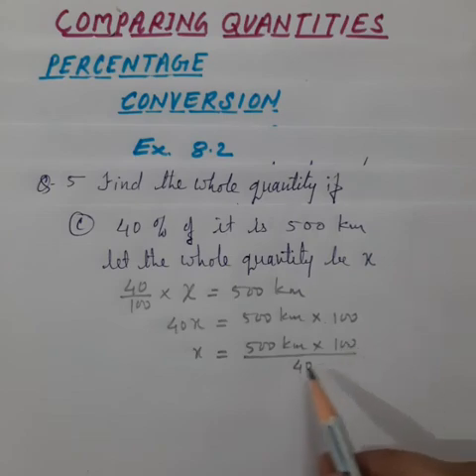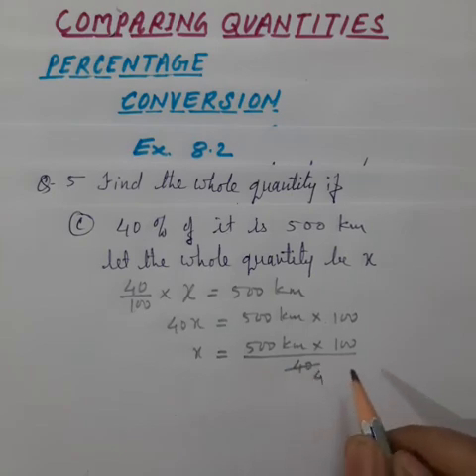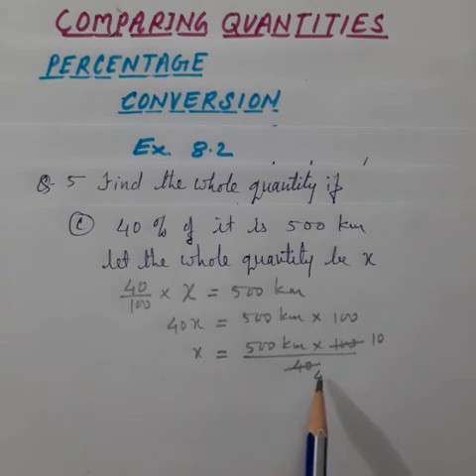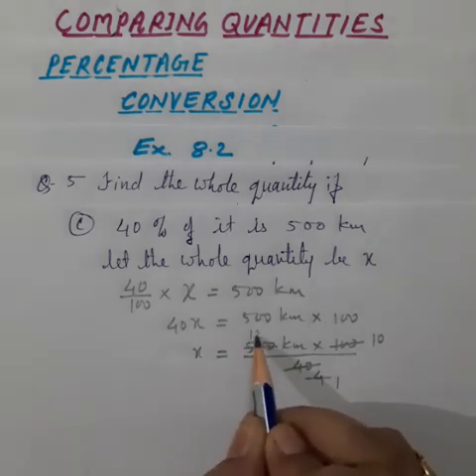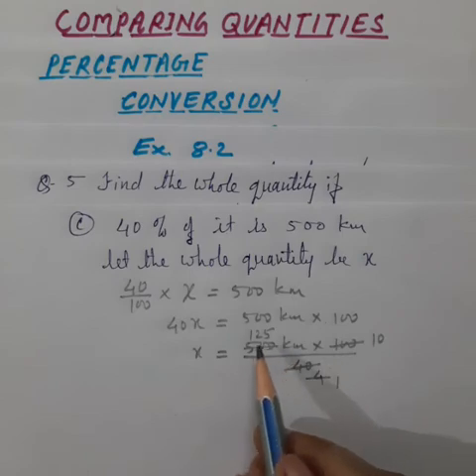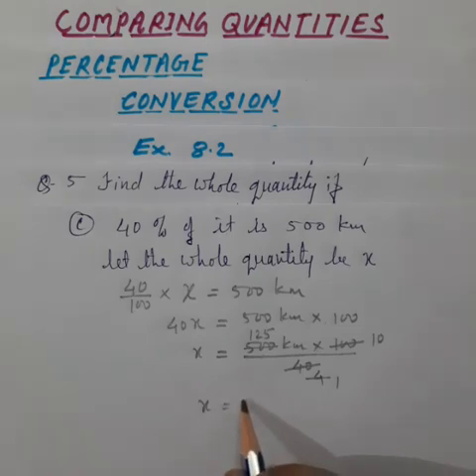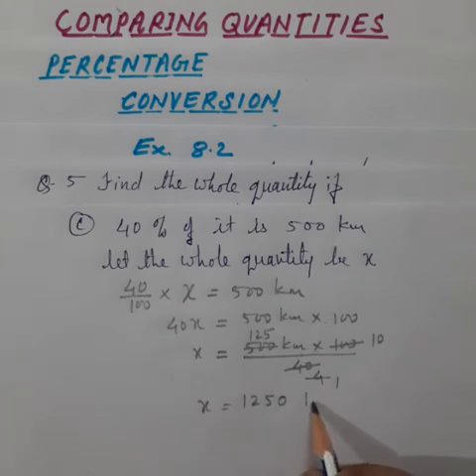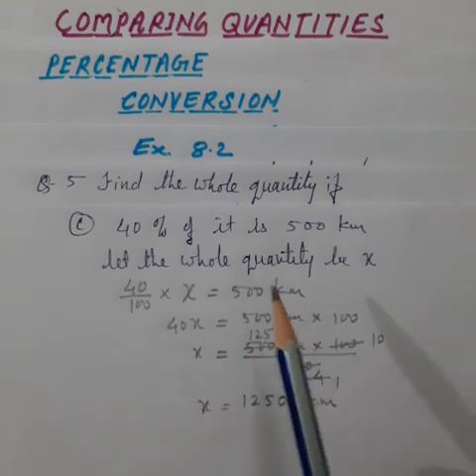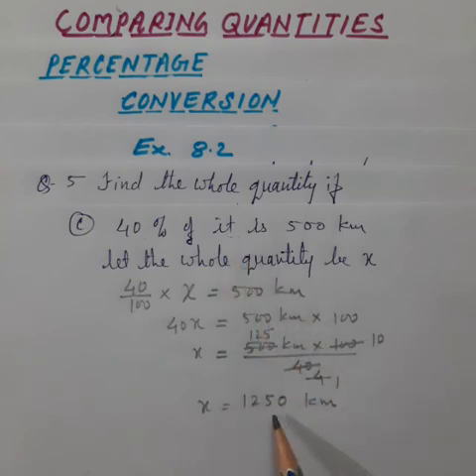40 and 100, they have common factor 10, so we can divide it. 10 4s are 40 and 10 10s are 100. Now 500 and 4. 4 125s are 500. So 4 1s are 4 and 4 125s are 500. Now numerators are 125 into 10. x equal to 125, and for this 10 one more 0, and this is all in kilometer. So the unknown whole quantity is 1250 kilometers.